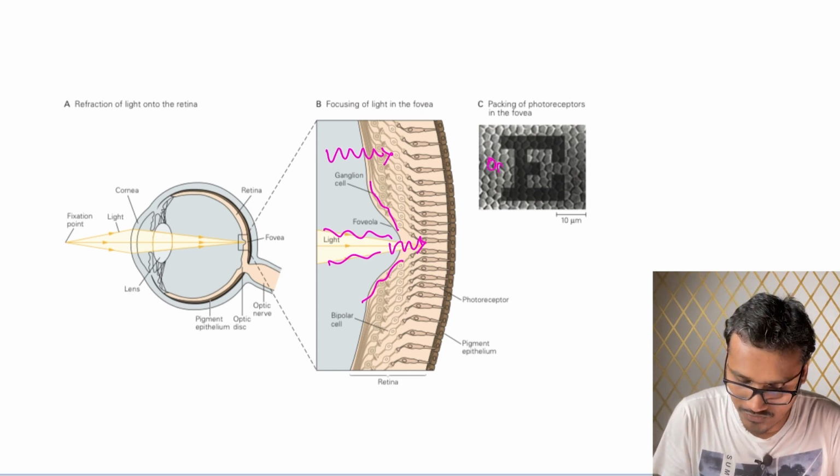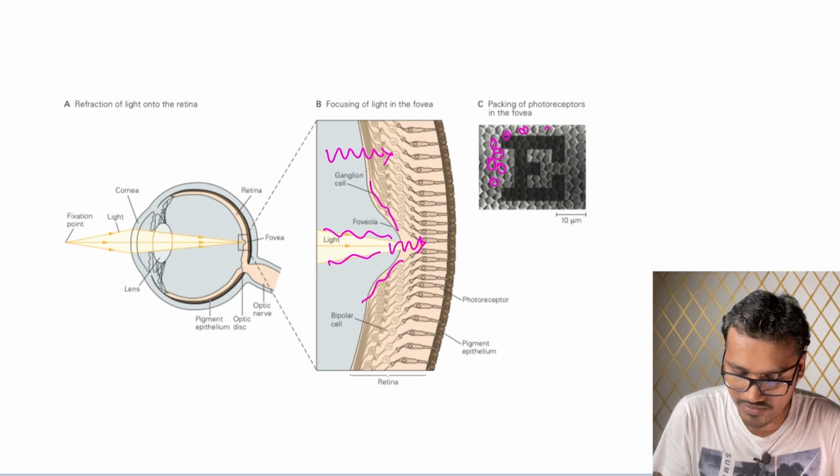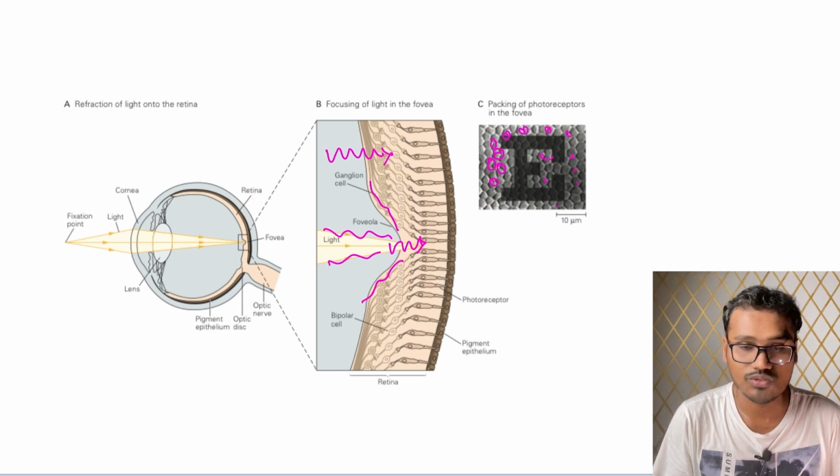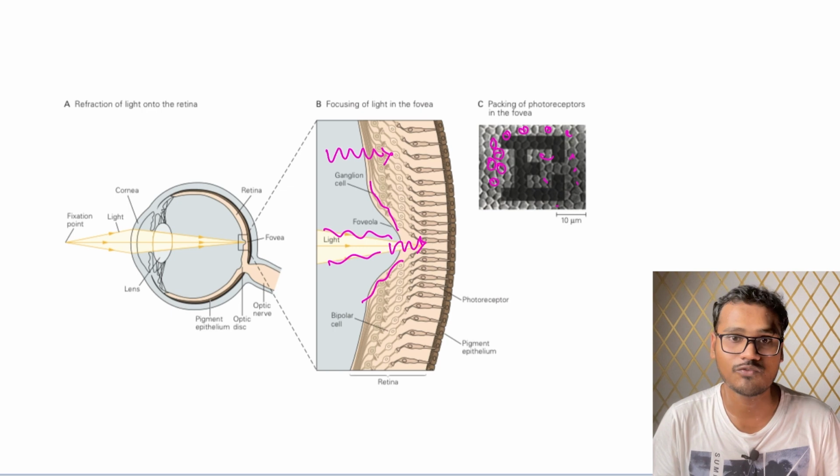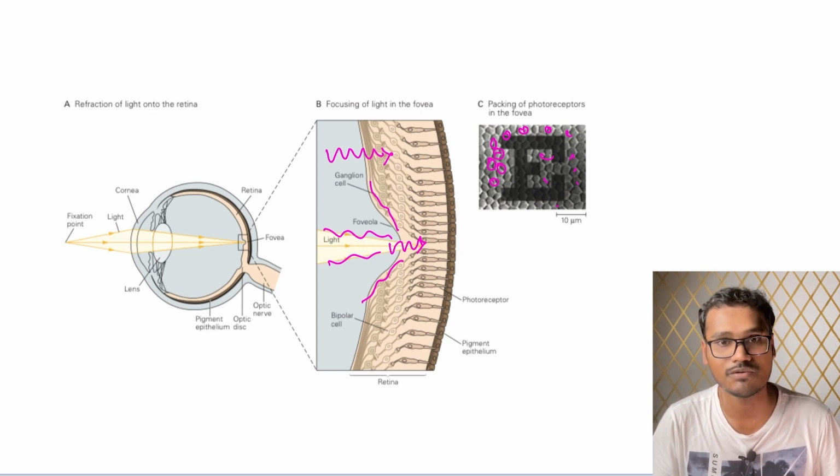And the density of the cones is very high in this region. So these are the 4 primary reasons for the fovea having the maximum visual acuity.